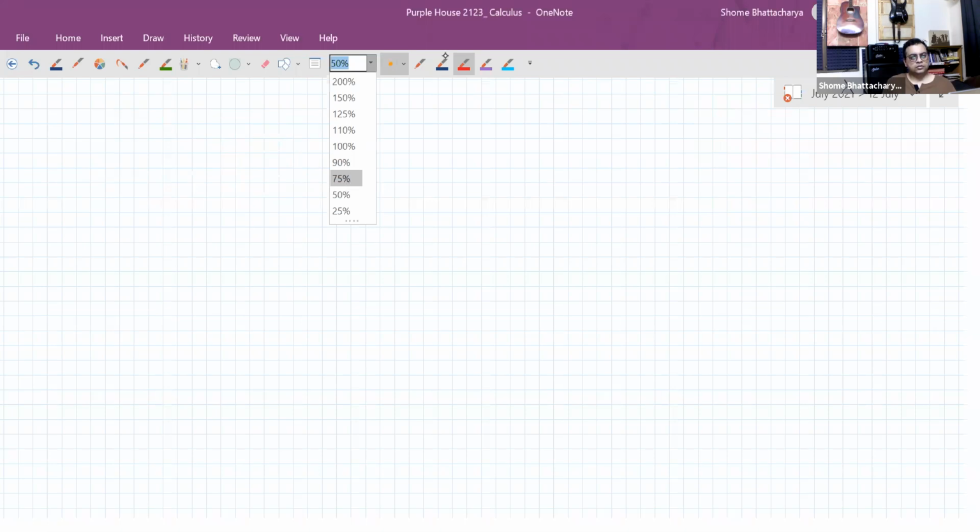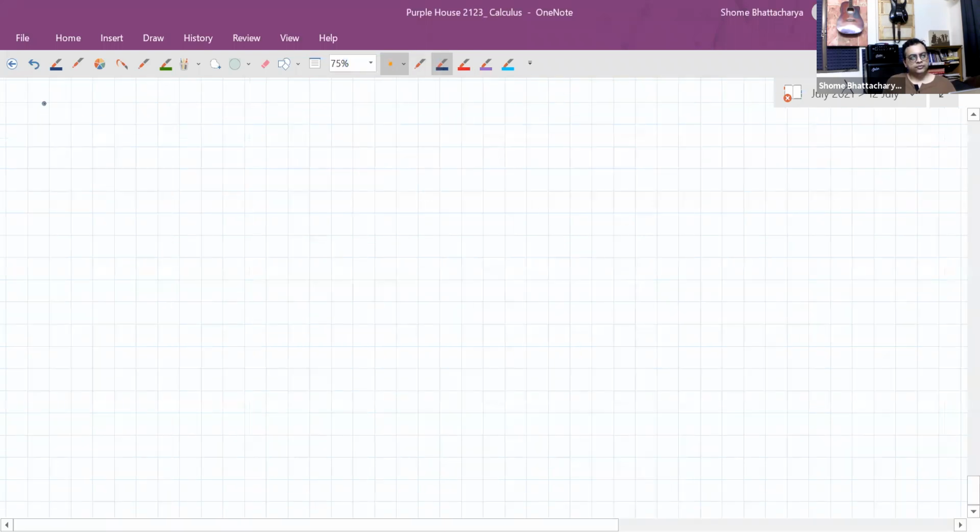All right. Now, the fifth and final property. So these two are the advanced properties. This is called the quotient rule.